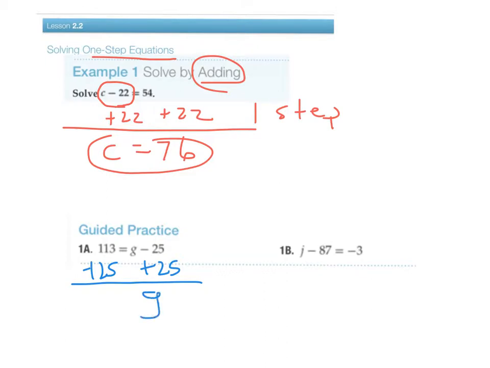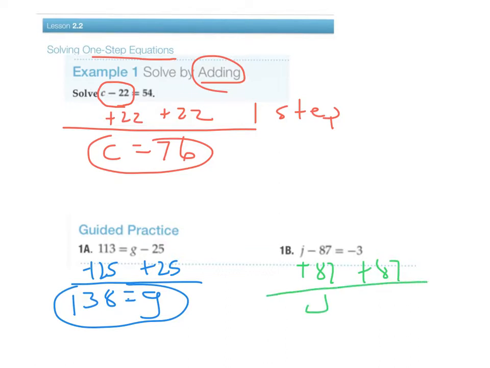That gives me a G. Notice that this time I'm doing it on the right side because the number is with the variable on the right side. And when I add, I get G equals 138. Once again, I have the J and I have a negative 87, so I'm going to add 87 to both sides of my equal sign. There's my one step. So J then equals, and adding positive and a negative gives me a positive 84. And so there's my answer to that one.